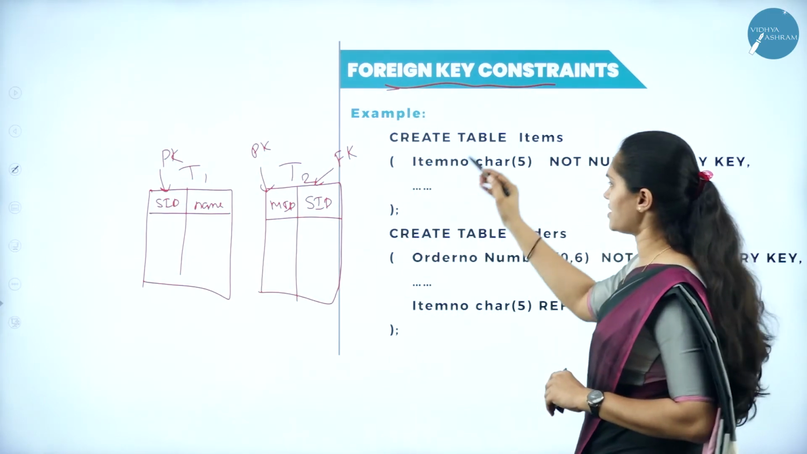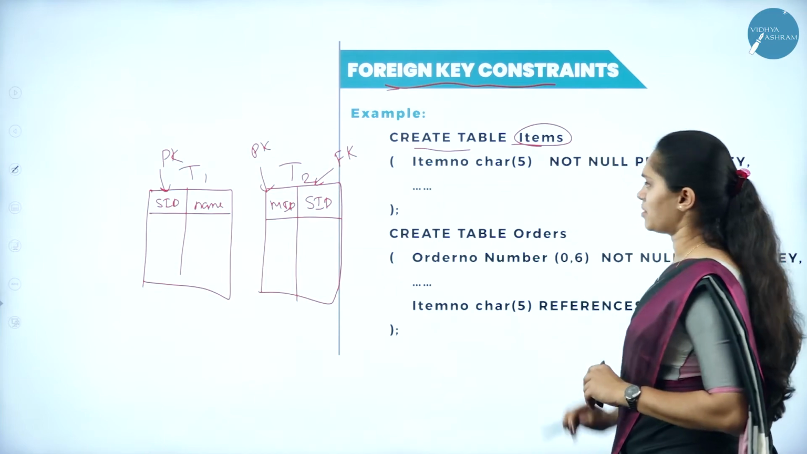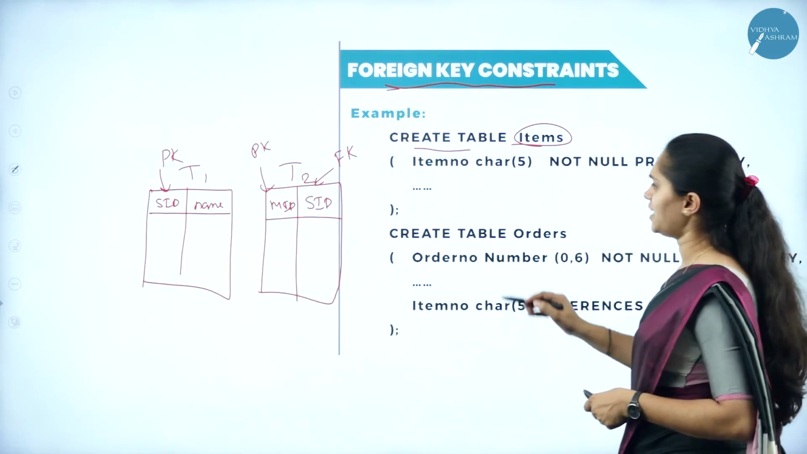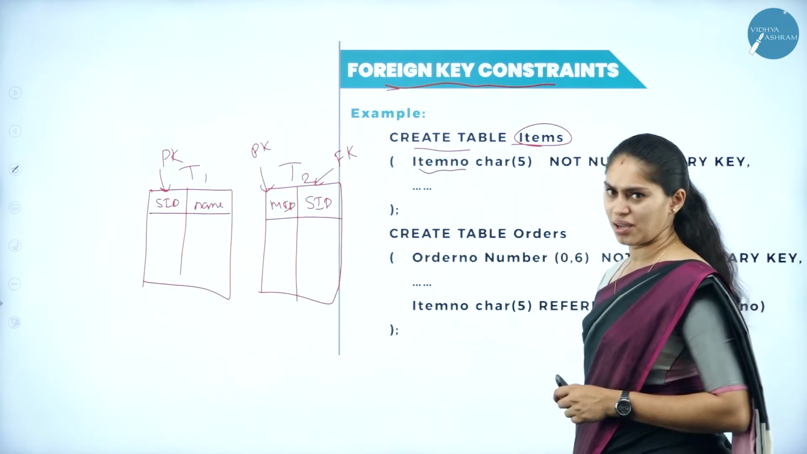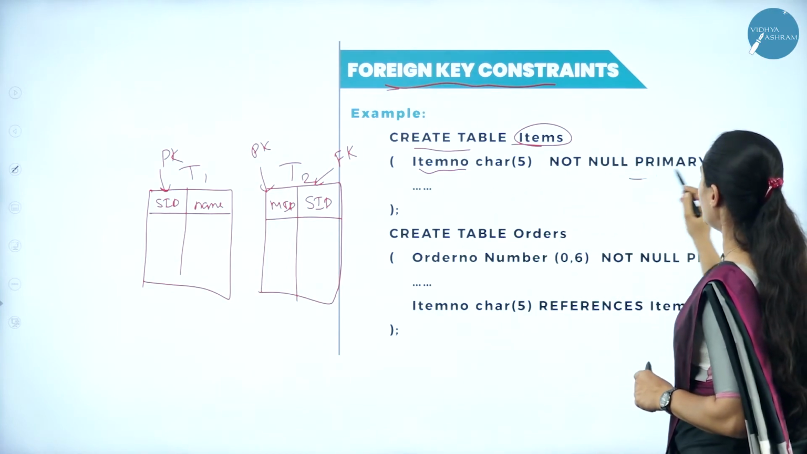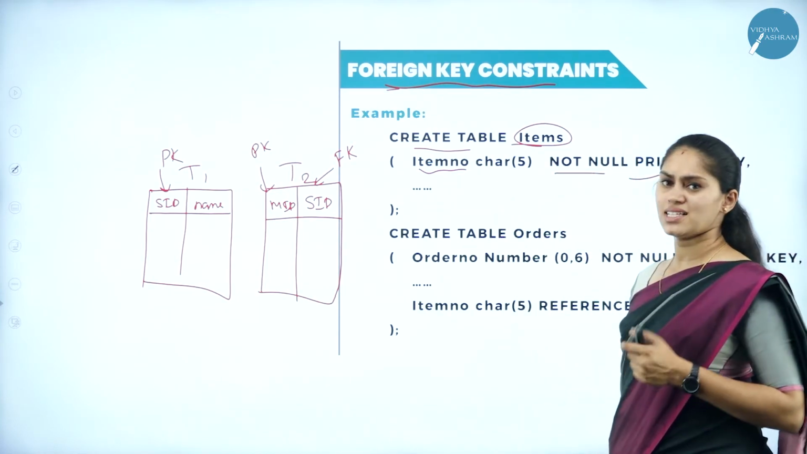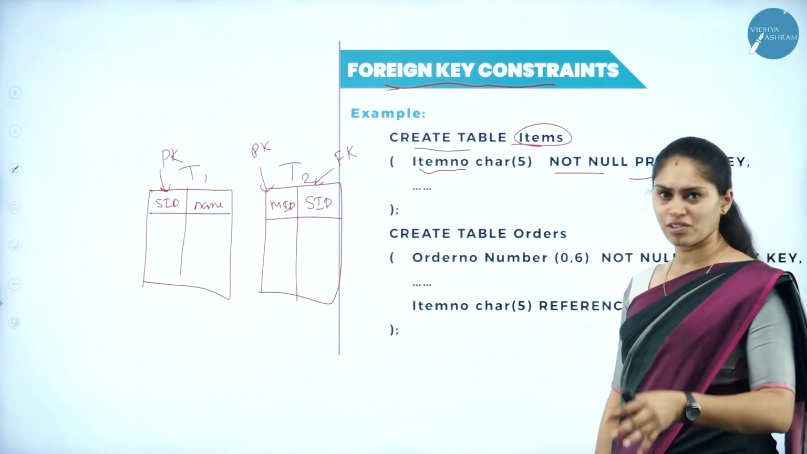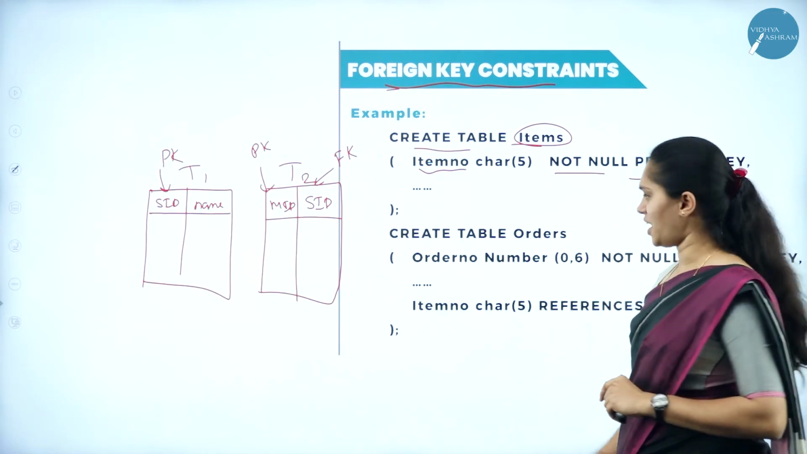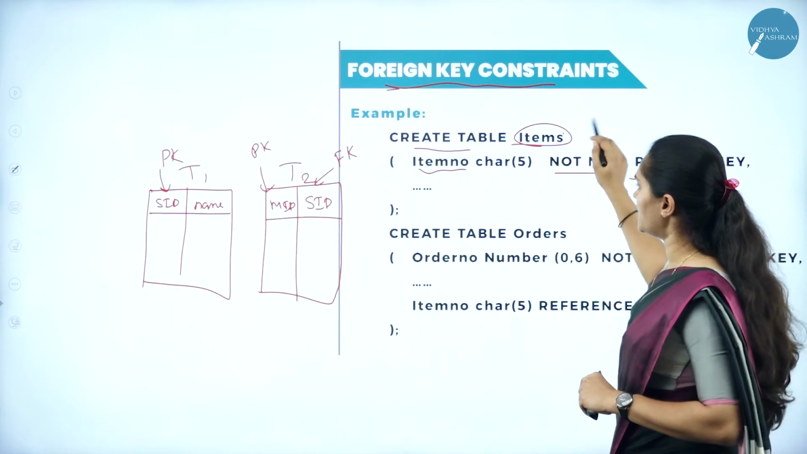In the same way, here you can see create table items. We are creating a table called items, and in that we have an item name. We are making that the primary key. You should not leave it as null. So we have to give some values, and it must be unique in nature. So this is the end of this items table.